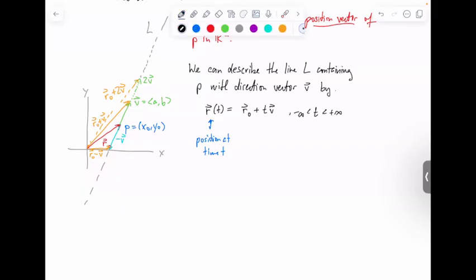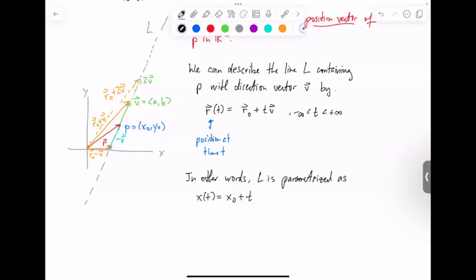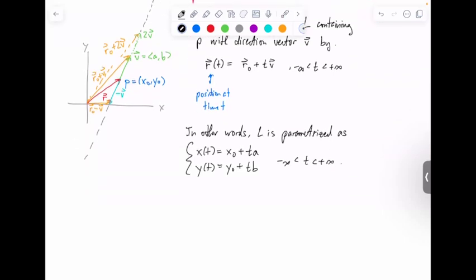So this in essence tells you, in other words, L is parameterized as x of T is equal to your starting x naught plus T times the x component of your direction vector, and then y of T is equal to y naught plus T times b. Now, what's nice about this is it generalizes. This generalizes to 3 dimensions and higher.